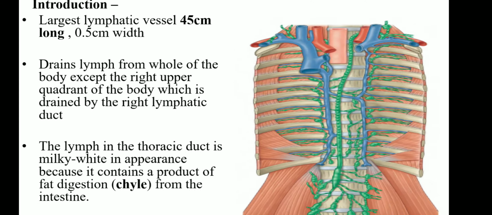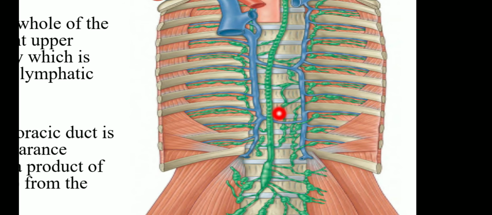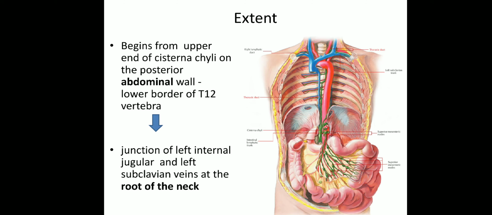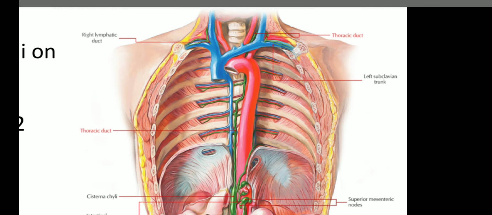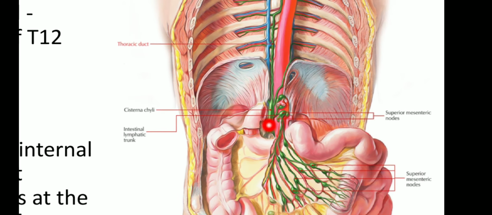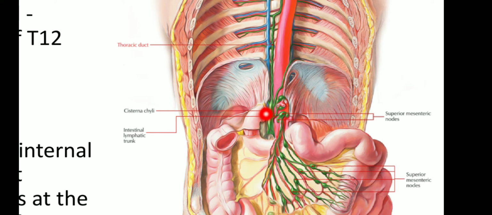See in this thoracic duct, it gives a beaded appearance because numerous valves are present. Extent: it begins from the upper end of the cisterna chyli on the posterior abdominal wall. This pouch-like structure is the cisterna chyli. Intestinal lymph trunks from both sides drain into this cisterna chyli and form a pouch-like structure.